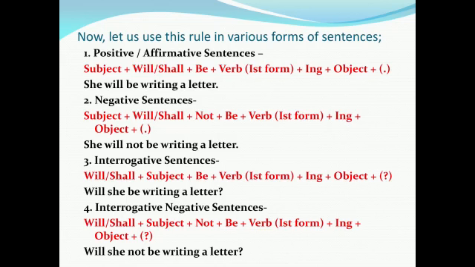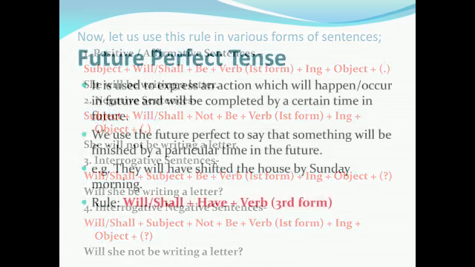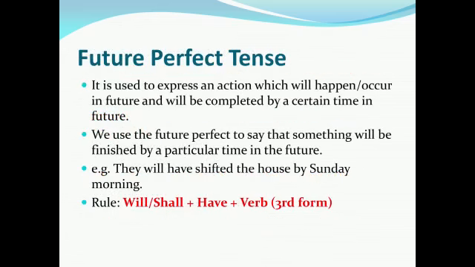Now coming to the future perfect tense. This is the third category of the future tense. It is used to express an action which will happen or occur in future and will be completed by a certain time in future. This is very important, children. It will be completed by a certain time in future. So here time plays a very important role.